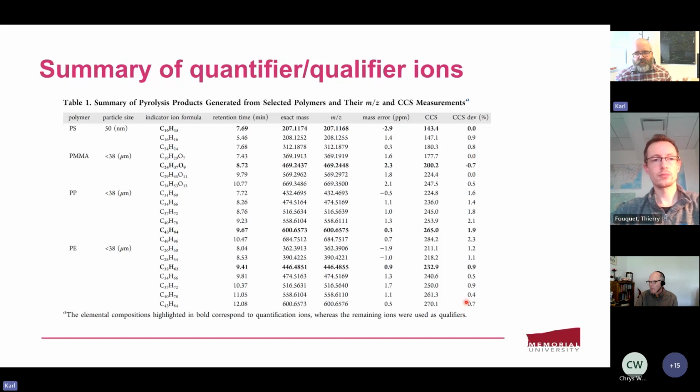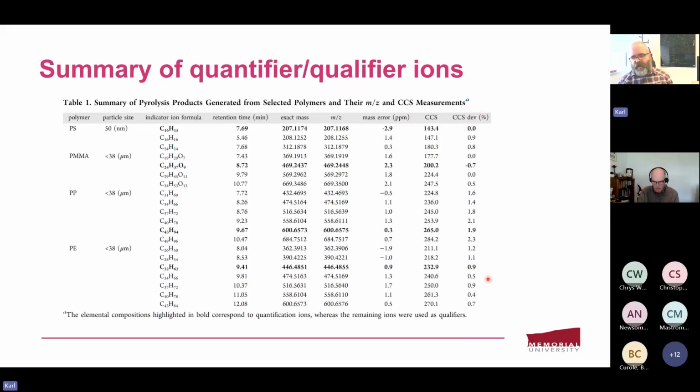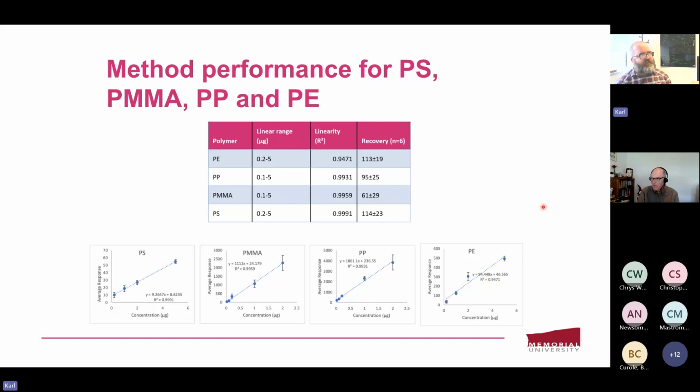Because we want to be sure that what we're measuring is indeed plastic and not some fragment from another compound or breakdown of material. And so we got reasonably decent agreement between CCS value in the sample versus in our analytical standards. This is just a summary of the method performance of the method. We have admittedly relatively wide error bars for some of these polymers.